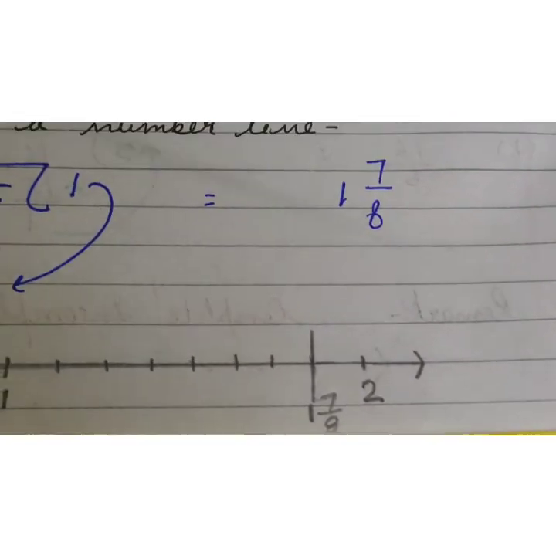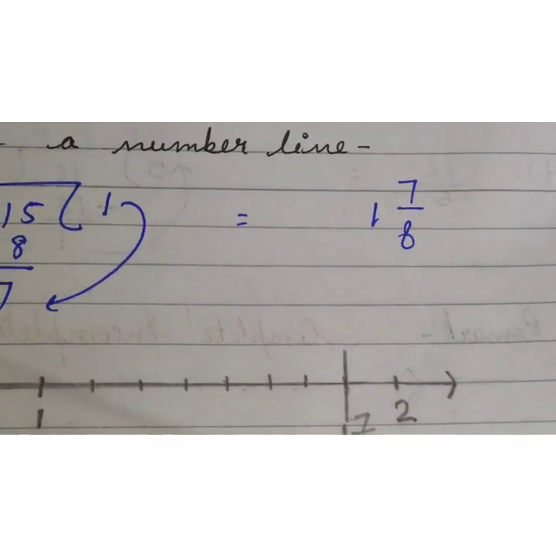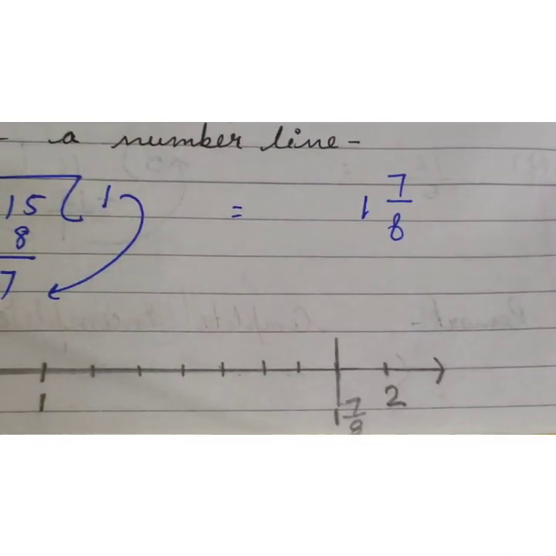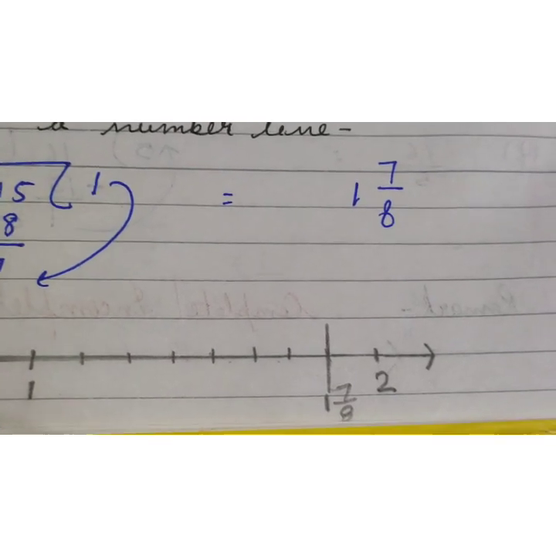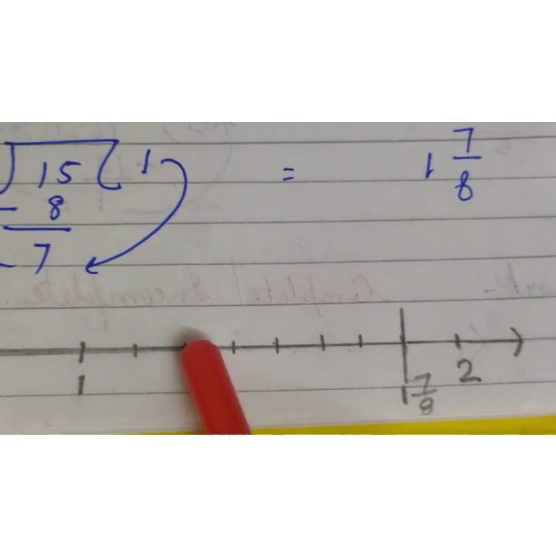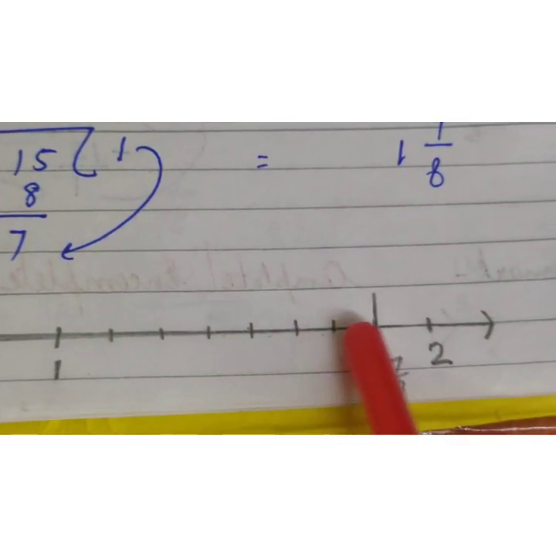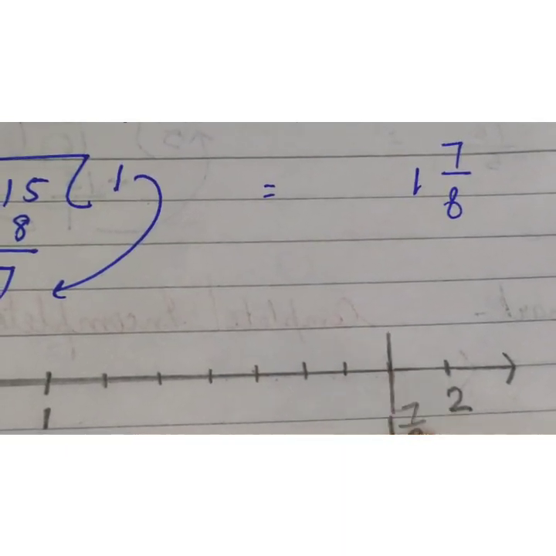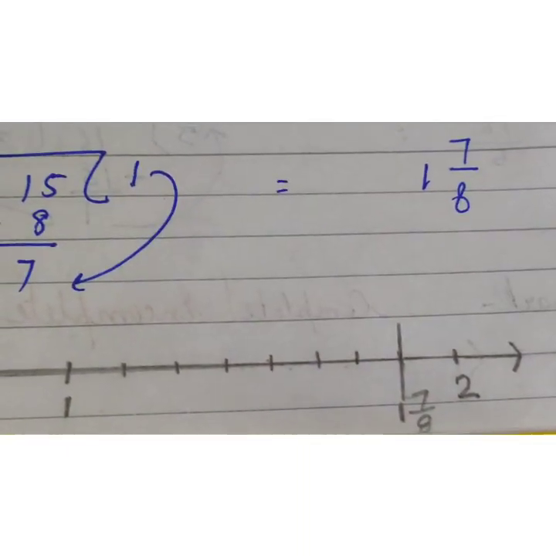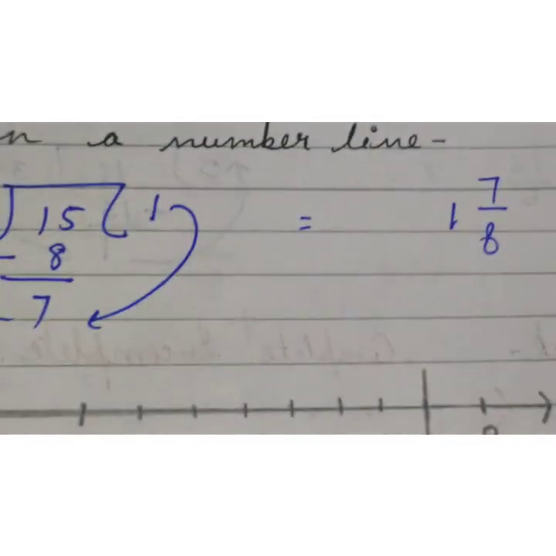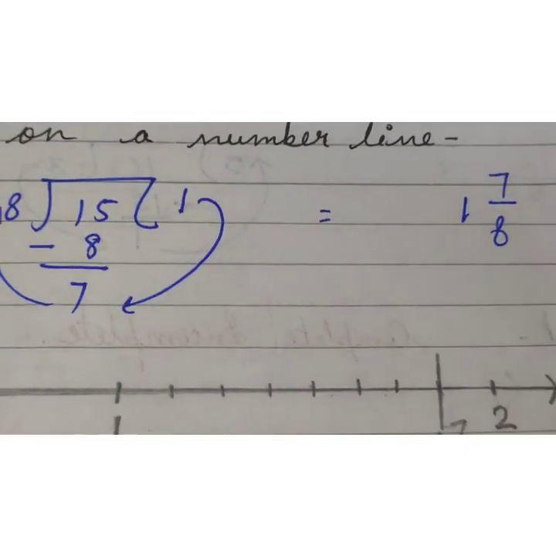And you can see the numerator is 7 here, so you have to take the 7th line. The 7th line means the 7th part. So after 1, you can see here 1, 2, 3, 4, 5, 6, 7. This is the 7th line, so that will be our answer, 1 whole 7 upon 8. I know you have some confusion in this. Now we will move to the next question. We will practice more questions to make it clear to you.